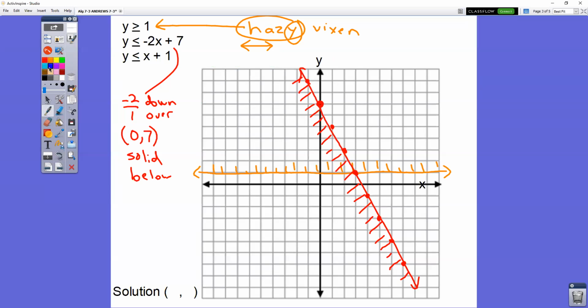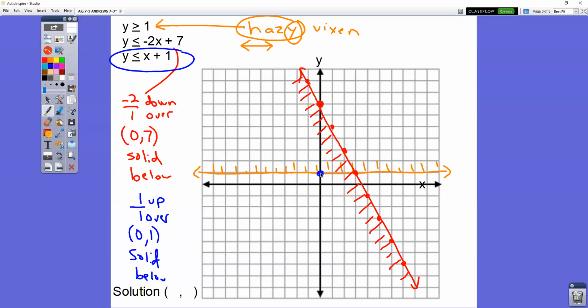With this third one, I'm looking at this equation now. I have a 1 in front of the x, so my slope is 1 over 1. That means up 1 over 1. I'm starting off at (0, 1). It is a solid line because you have the or equal to, and you are shading below that line. So I'm starting at (0, 1). (0, 1) is right there. Oops, sorry, no, it's not. (0, 1) is right here.